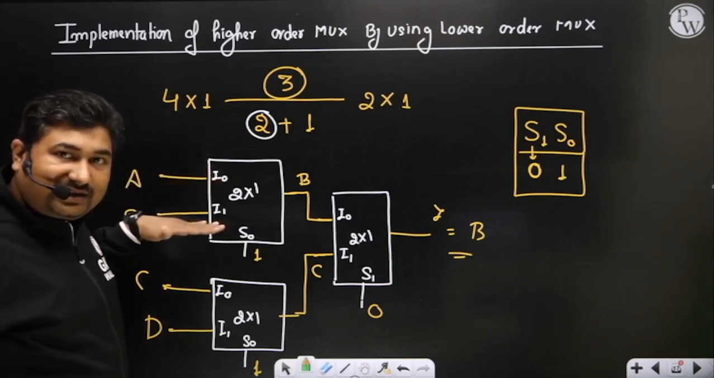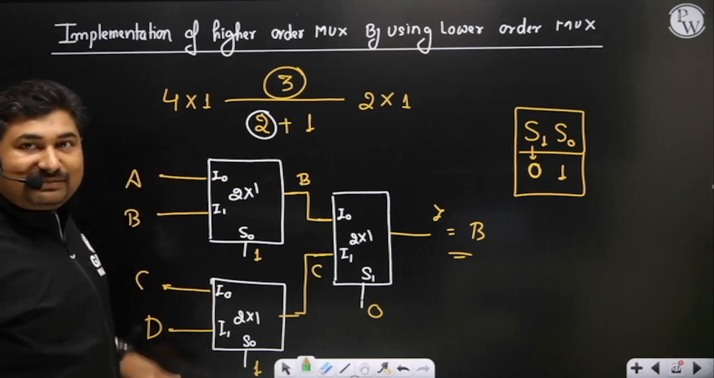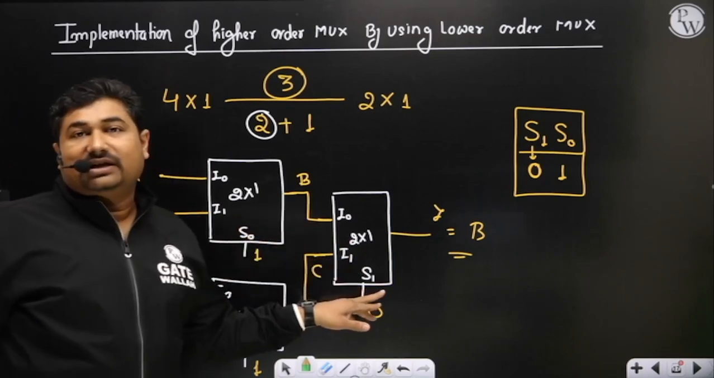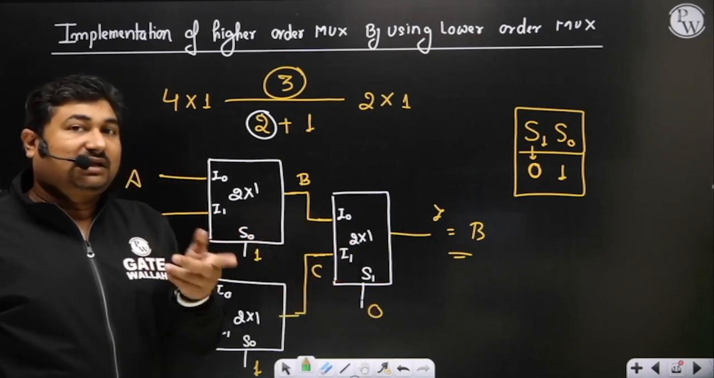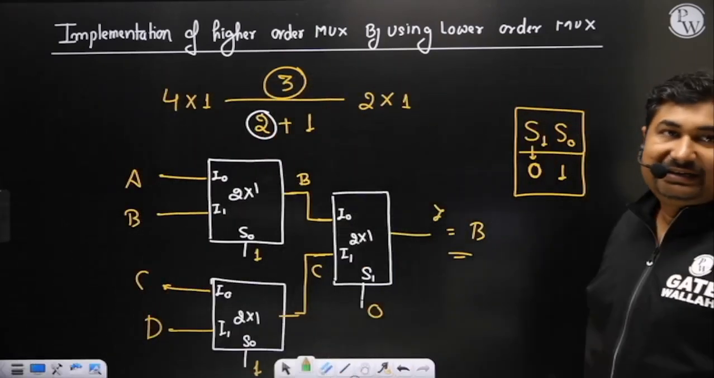0, 1, 2, 3. In the case of a 4 cross 1 multiplexer also, we have the same sequence. So that is why I have substituted the selects as S0 and S1. If you change that, then the things are going to be different. Is it okay? Great, sir.